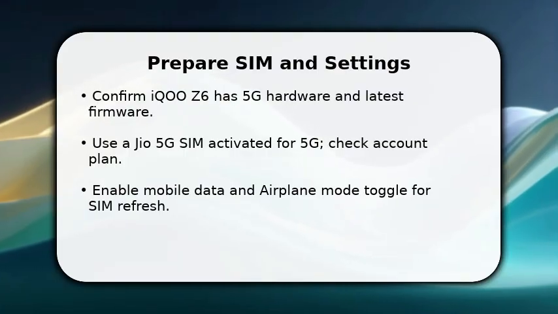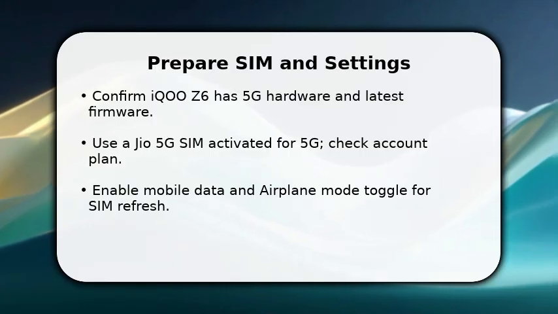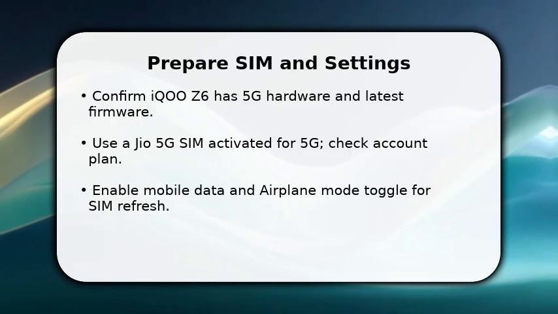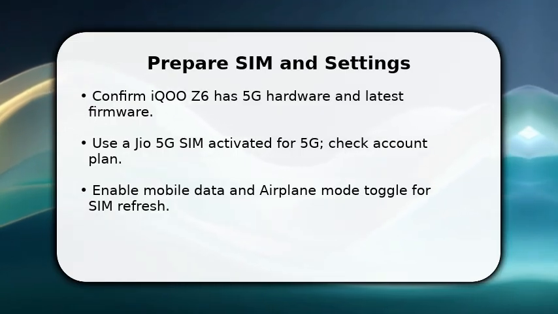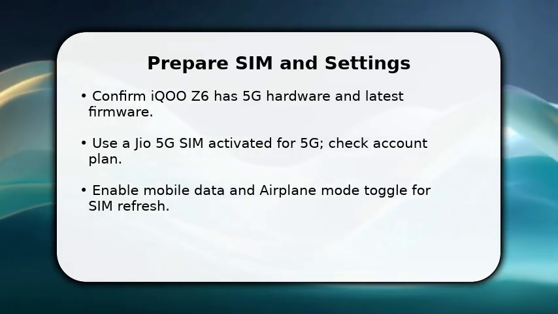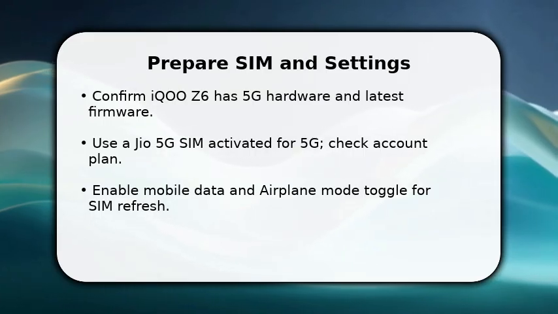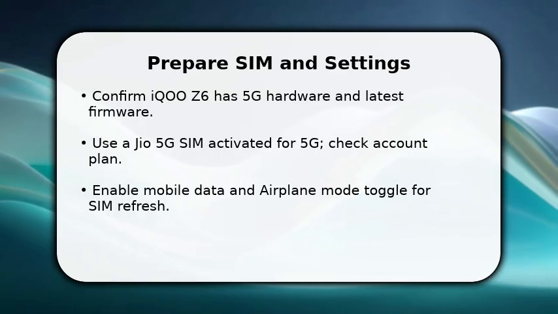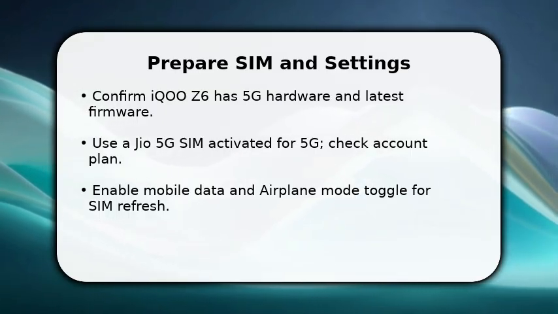You start by verifying prerequisites. Make sure your Iqoo Z6 runs the latest system update and supports 5G bands. Insert an active Jio 5G SIM and confirm your plan includes 5G data. Once done, enable mobile data, then briefly toggle airplane mode to force a network rescan.